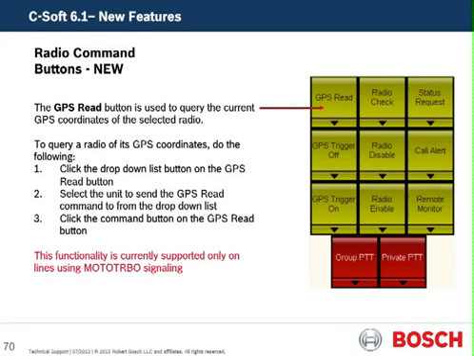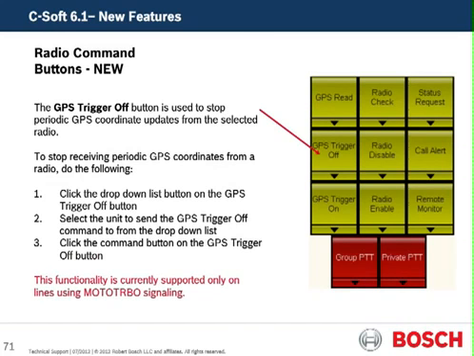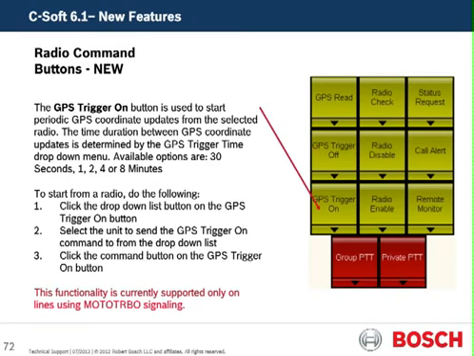GPS read is used to query the current GPS coordinates of the selected radio. This functionality is only supported in Moto Turbo radios. GPS trigger off button is used to stop the periodic GPS coordinate updates from the selected radio. This functionality is supported in Moto Turbo radios. The GPS trigger on button is used to start the periodic GPS coordinate updates from the selected radio. This is a Moto Turbo only function.